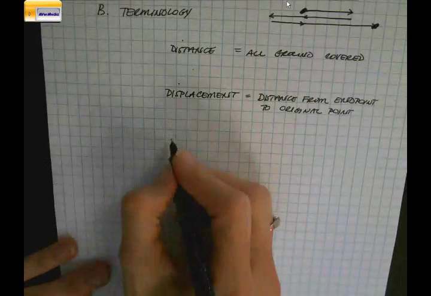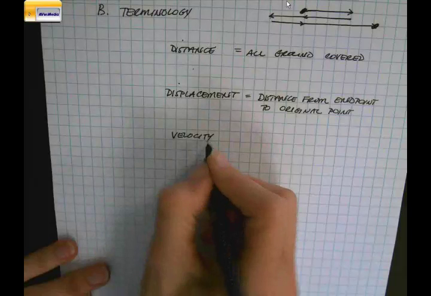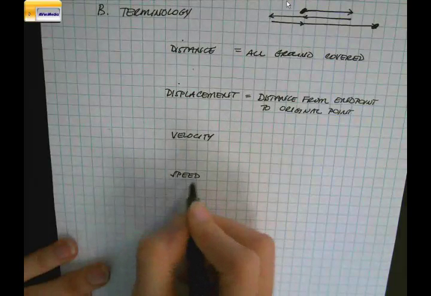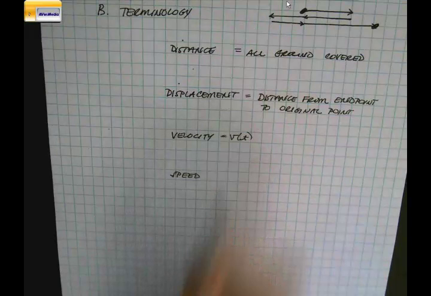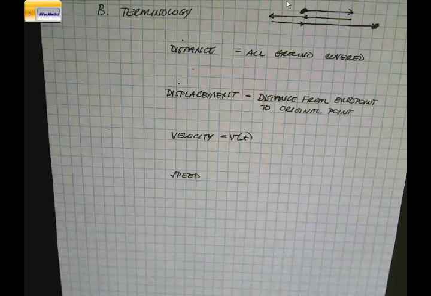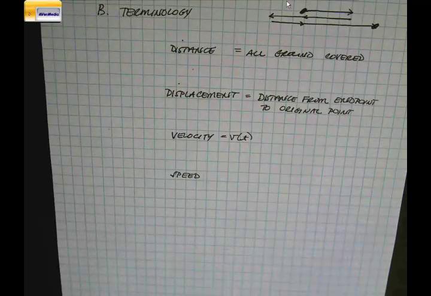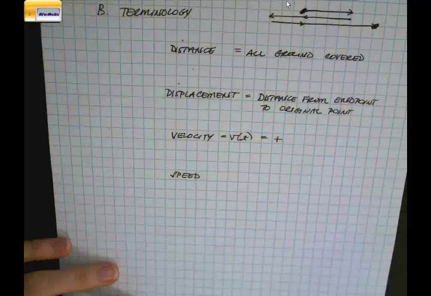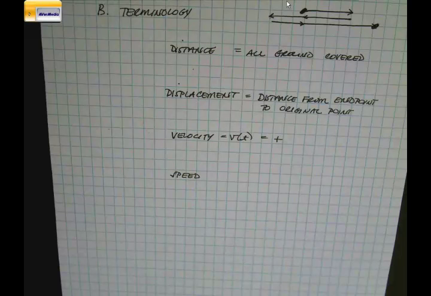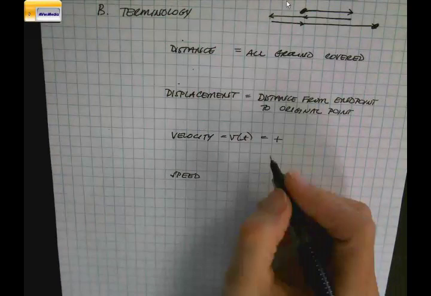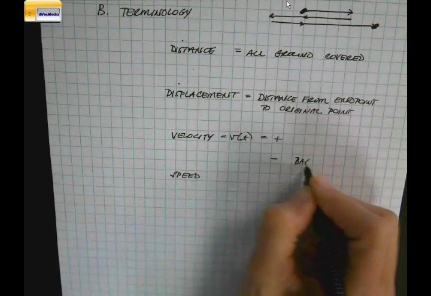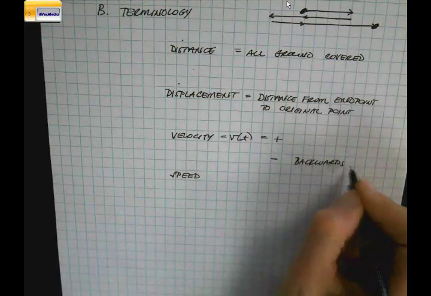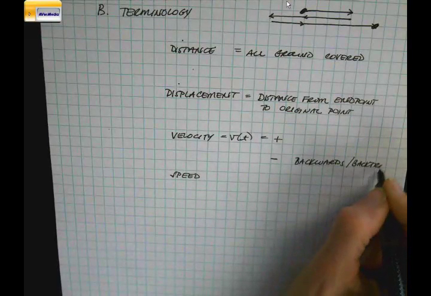All right, then we have velocity and we have speed. Now, velocity is usually v of t, like this. Velocity is based on the amount of time you're driving or whatever object is moving. Velocity can actually be positive or it can be negative, okay? So velocity can be positive, which normally means to the right or up. And velocity can be negative when you're going backwards or backtracking, okay?